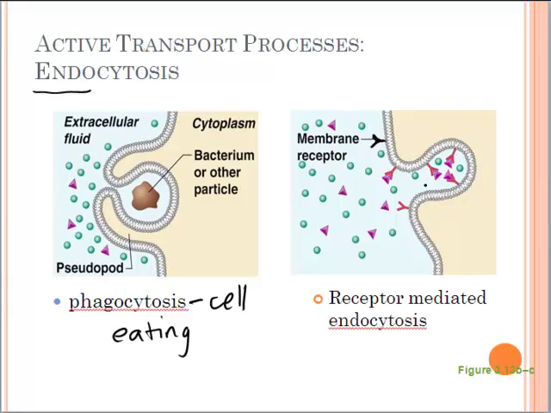In both cases, we're ingesting things inside the cell, and the only difference here is receptor-mediated endocytosis is a little bit more specific maybe than phagocytosis because these receptors are only going to attach to certain molecules or particles that we want inside the cell. And that is a look at membrane transport and its uses inside the cell.